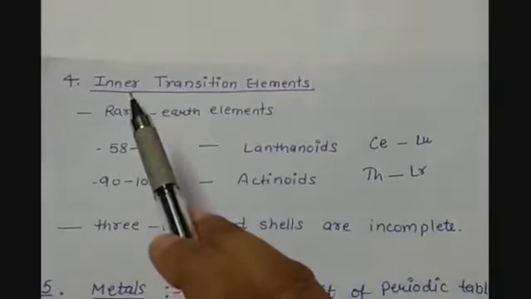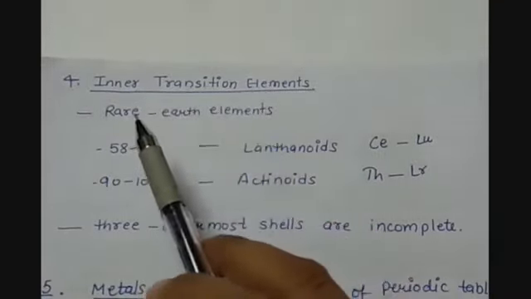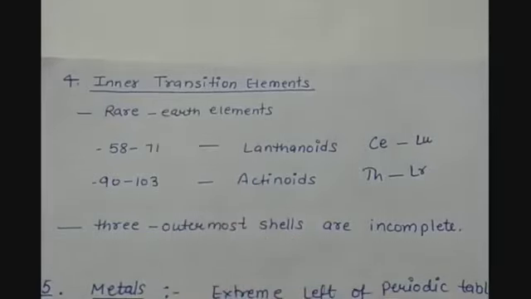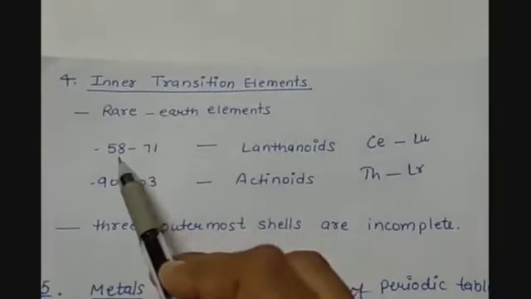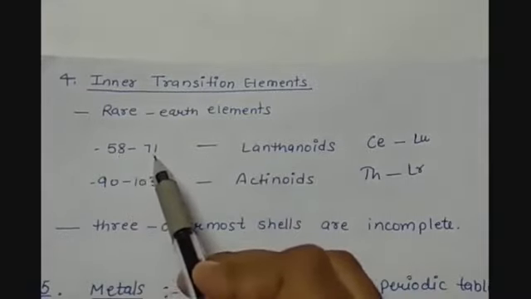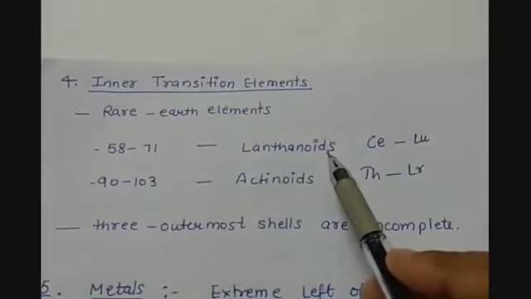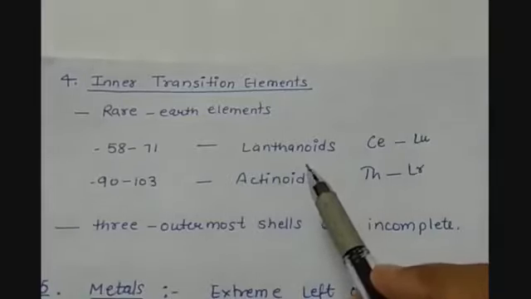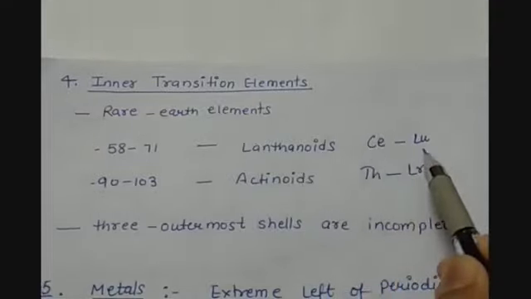Fourth type of elements present in the modern periodic table are inner transition elements. These are also called rare earth elements and they are placed in the lower portion of the periodic table in a separate portion. From the atomic number 58 to 71, the series is called lanthanoids because they were found after the discovery of lanthanum and they are having similar properties as lanthanum. That is why they are called lanthanoids. And the elements start from cerium to lutetium.